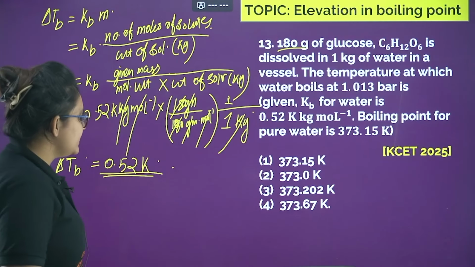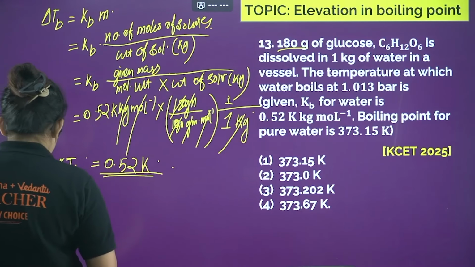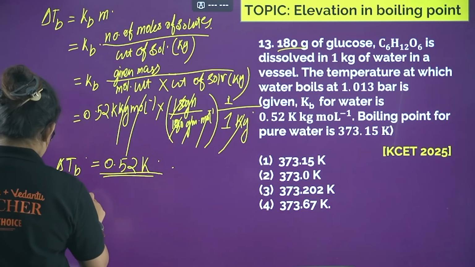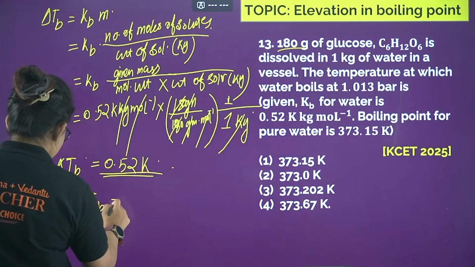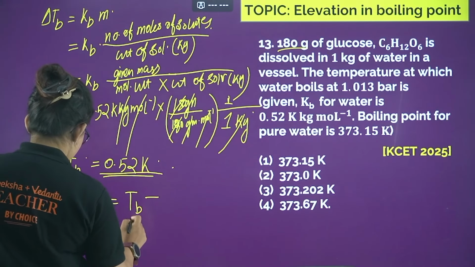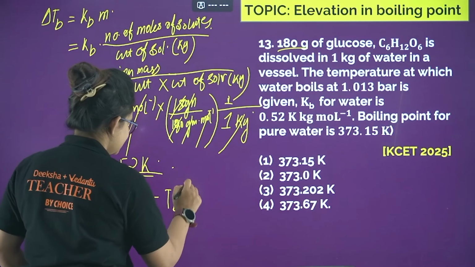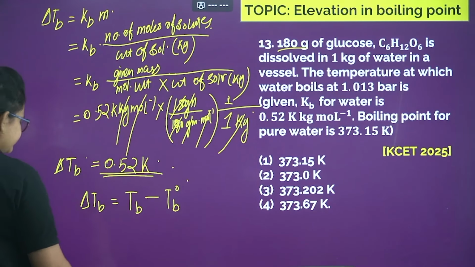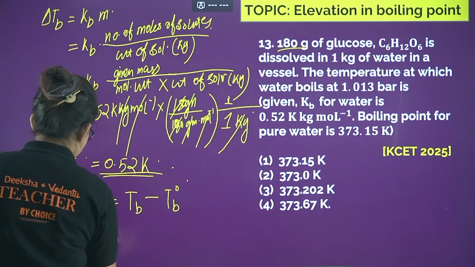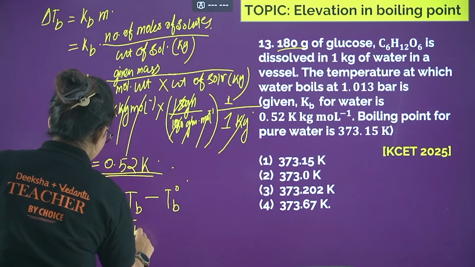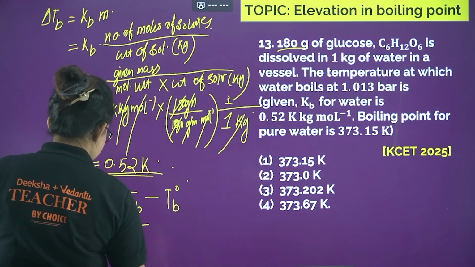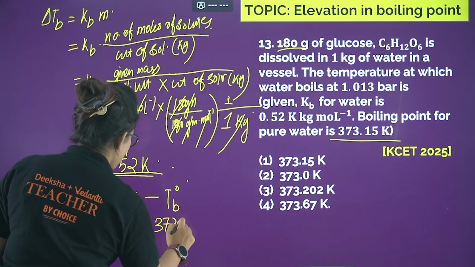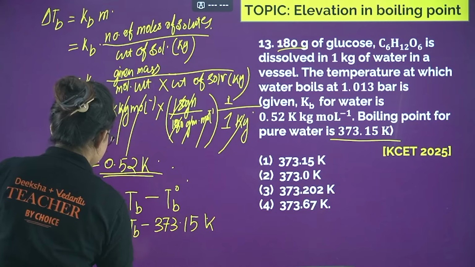Okay, now delta Tb I got. Now what I have to find out? The Tb value, right? Means the boiling temperature. So delta Tb, we know delta Tb is the boiling point minus Tb0, that is the boiling point of the pure solvent, right? So this value is given 0.52. Here Tb I have to calculate, minus Tb0, value is given 373.15 Kelvin. This is also Kelvin.